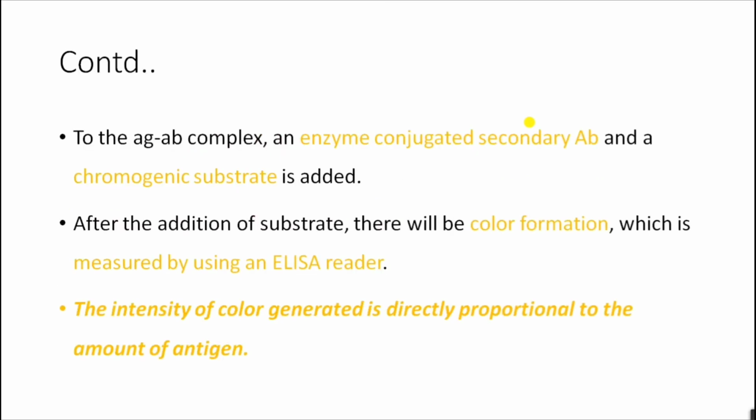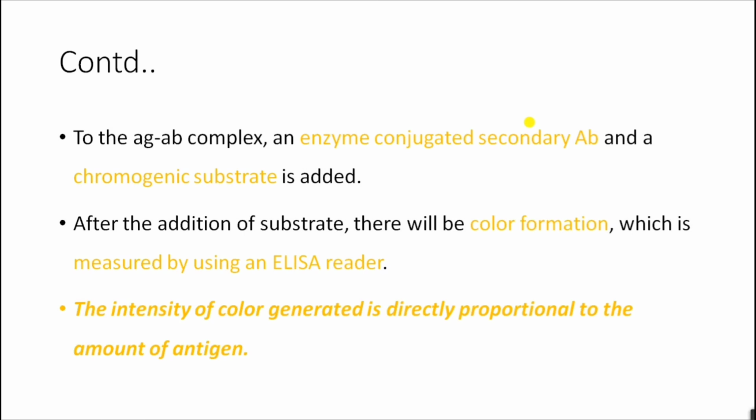So to this antigen-antibody complex, same as in all other ELISA, an enzyme-conjugated secondary antibody and a chromogenic substrate are added. After the addition of substrate, there will be color formation, which is measured by using an ELISA reader. Here the intensity of color generated is directly proportional to the amount of antigen.